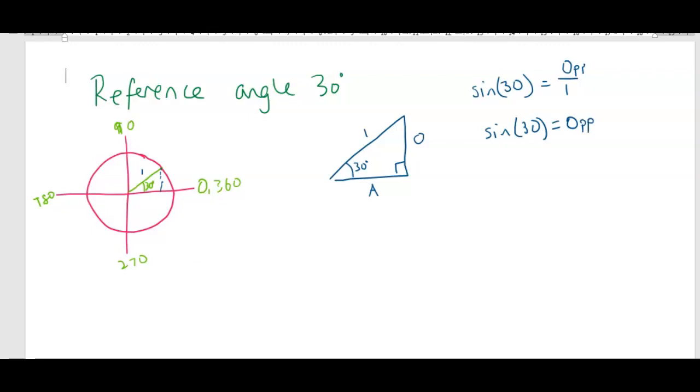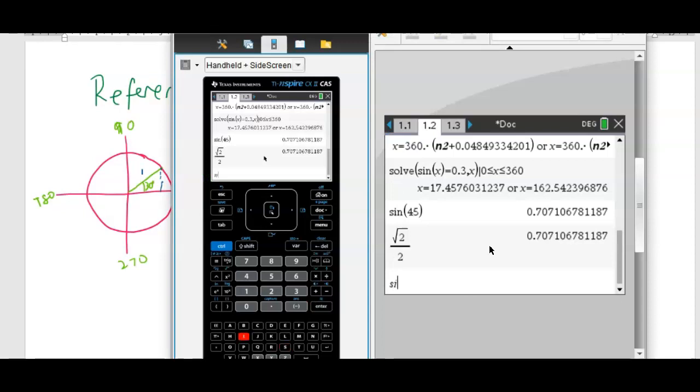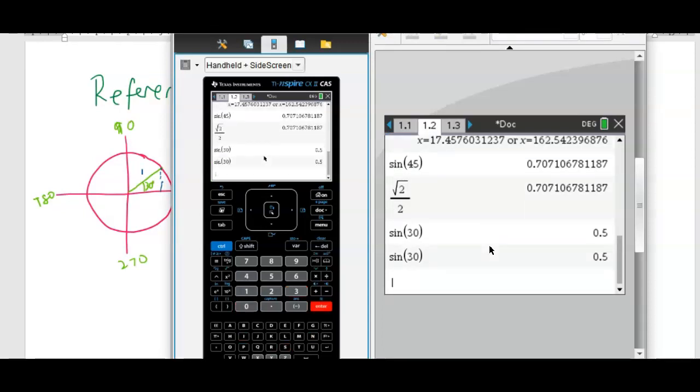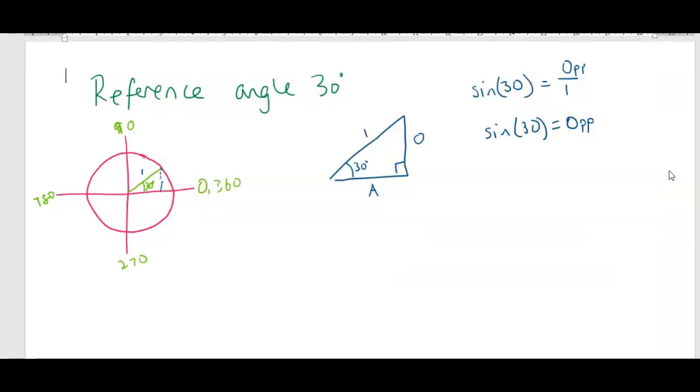Now, sine 30, if I put that on the calculator, is just a half. So on this side, I have a half. And then on the adjacent side, I use the cosine ratio. So it's adjacent over the hypotenuse, which is 1. So cos 30 is equal to your adjacent. So we'll just put that into the calculator.